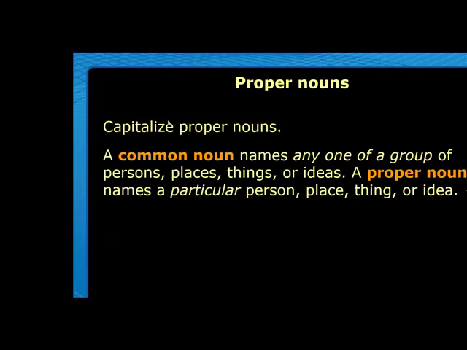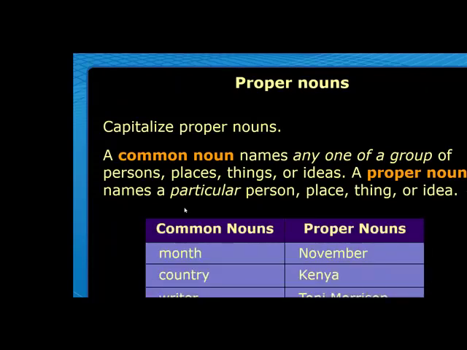Again, the common noun is what everyone, everything shares. The proper noun shows your position, that's your property, okay? For example, here, we have 12 months in the year, but which month, what do we call this month? It's November. There are too many countries around the world, but what's this country's name? Kenya, okay? Let's move forward.